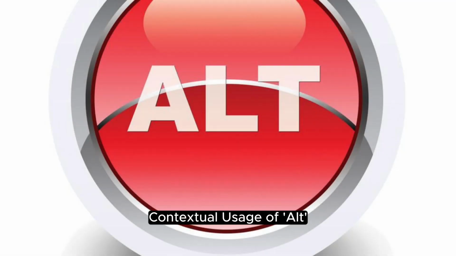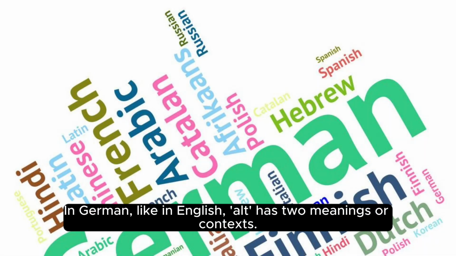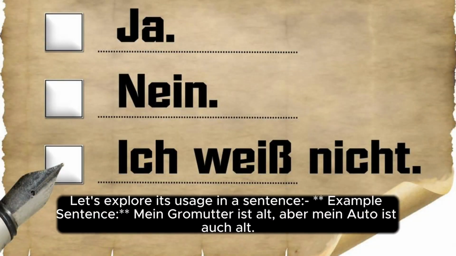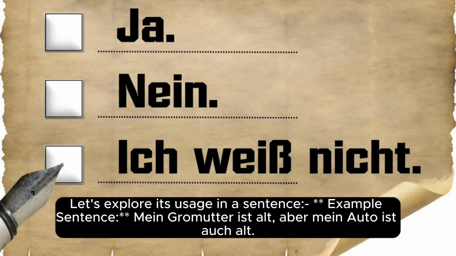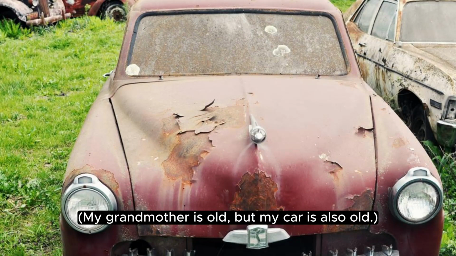Contextual usage of alt. In German, like in English, alt has two meanings or contexts. Let's explore its usage in a sentence. Example sentence: Mein Großvater ist alt, aber mein Auto ist auch alt. My grandfather is old, but my car is also old.